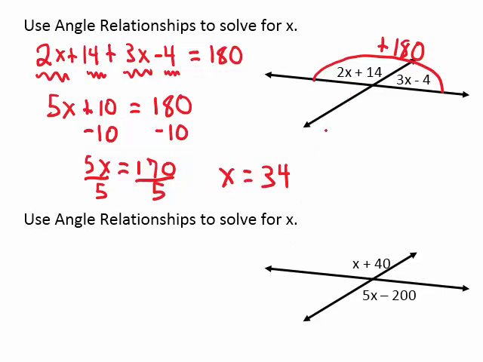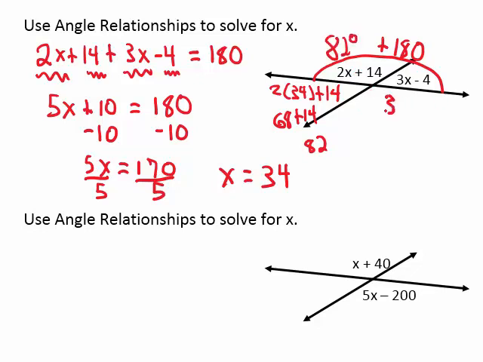It's a great idea to check your answers on these problems by substituting x back into the original angles. In this case, 2 times 34 plus 14. 2 times 34 is 68, plus 14 is 82. So our first angle is 82 degrees.